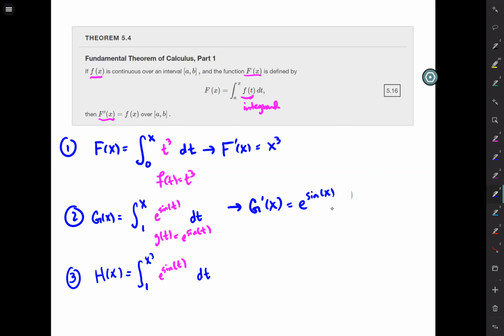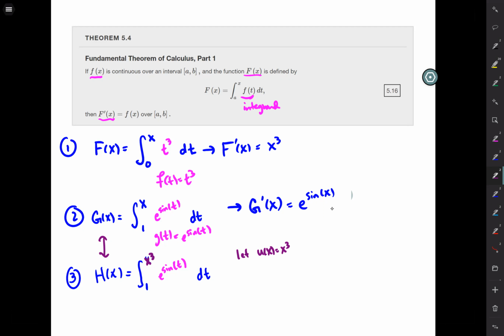Part 3 is maybe the hardest part of this video, and it's looking at the integral from 1 to x cubed of e to the sine of t dt. The only thing that changed here is that now we don't have just x there, we have a function of x, we have x cubed. Otherwise, this looks just like g. If you compare these two functions, h of x looks just like g of x, except instead of having an x here, I have x cubed. So let's let u of x be x cubed.